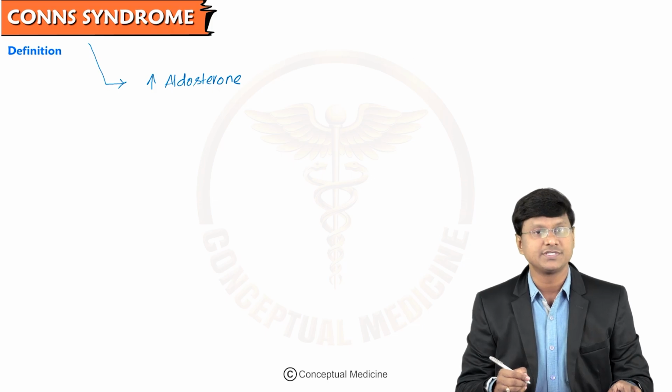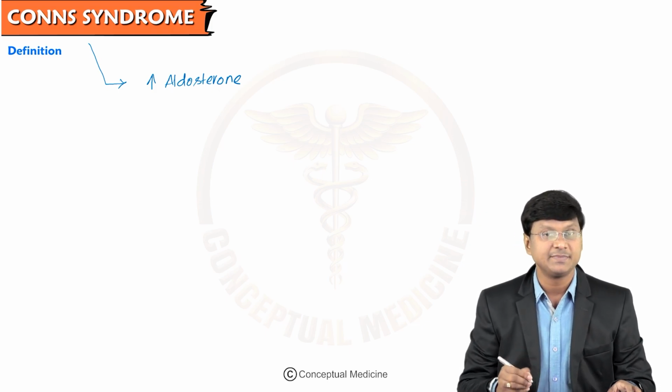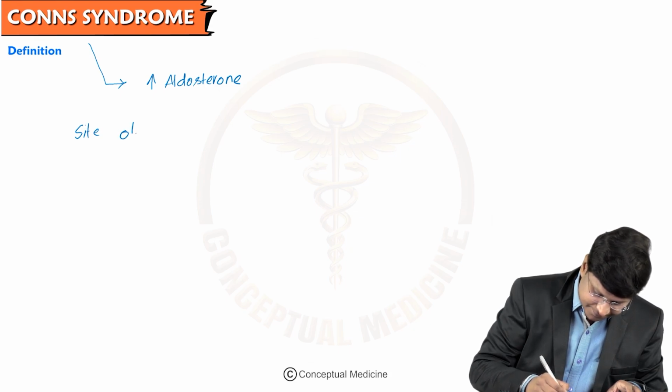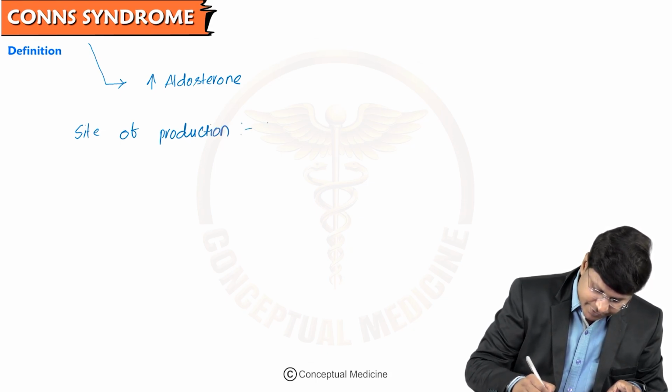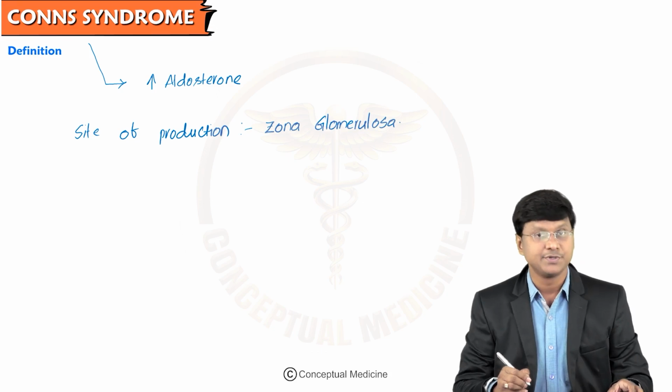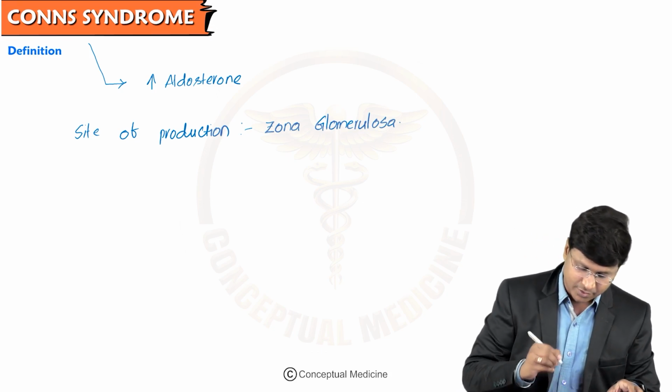Before going on to the discussion of the Conn syndrome, let me just explain you the basic physiology of aldosterone. If you take the site of production of aldosterone, it is produced from zona glomerulosa of the adrenal cortex.